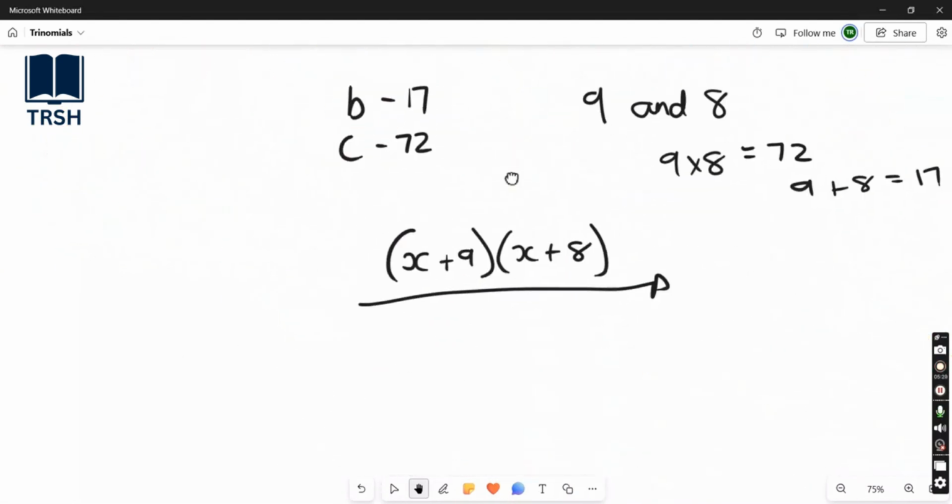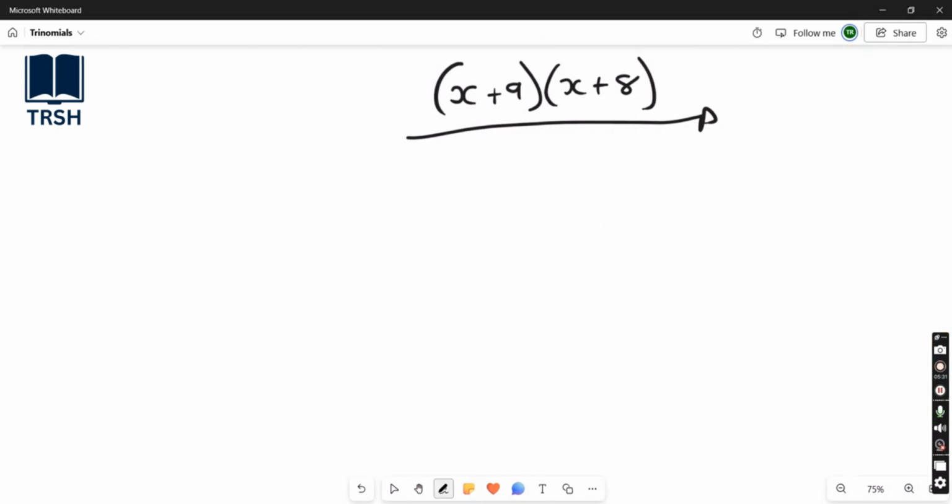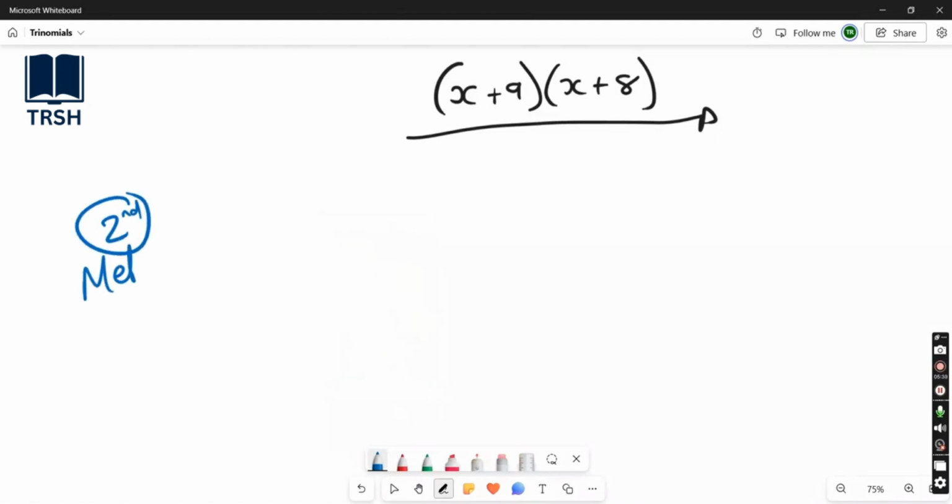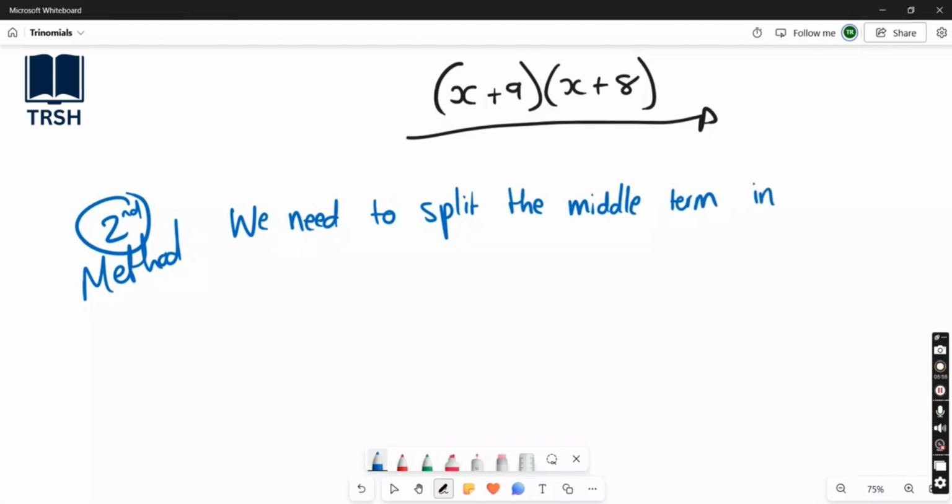Then if we look at our second method, the second method is we need to split the middle term into two so that we can use grouping, so that we have four terms.